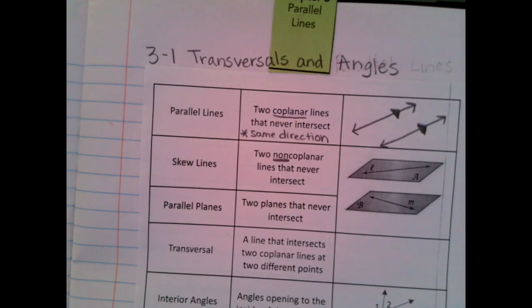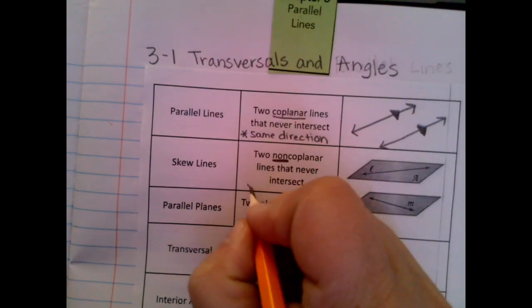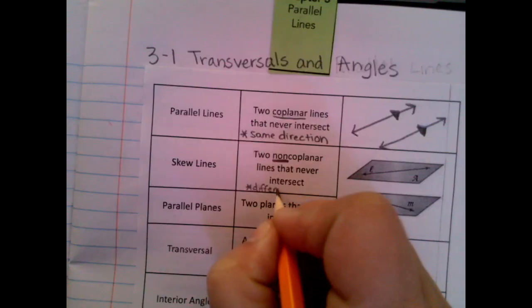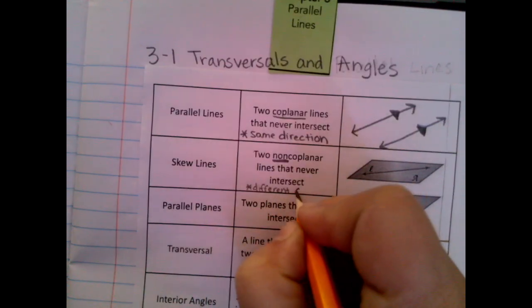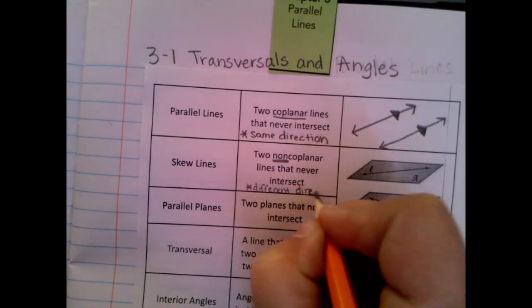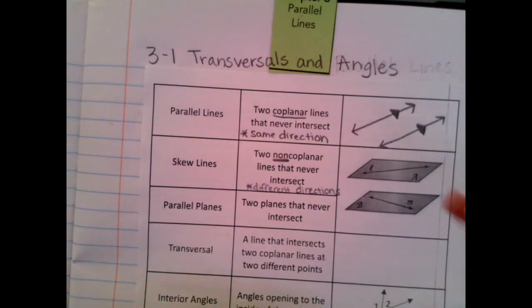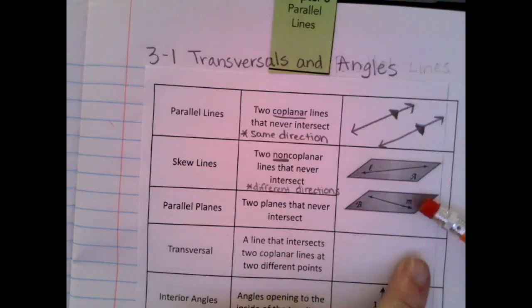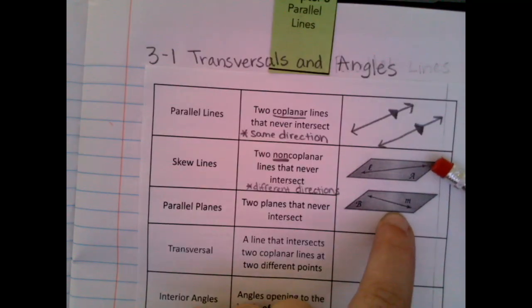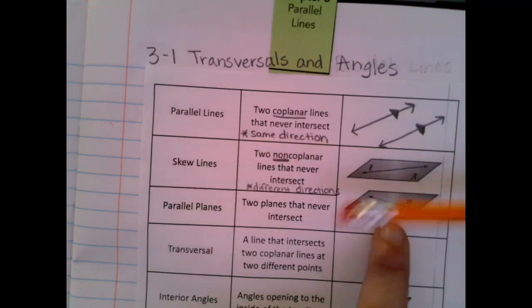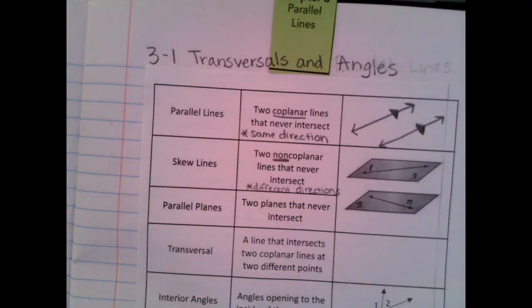Skew means that they're going in different directions, meaning they would intersect if they were together, but because they're separated, they're never going to touch. So for example, here when you look at line L and line M, they're showing them on two different planes. If we squish those planes together, those would intersect, but because there's space between, they're skew.